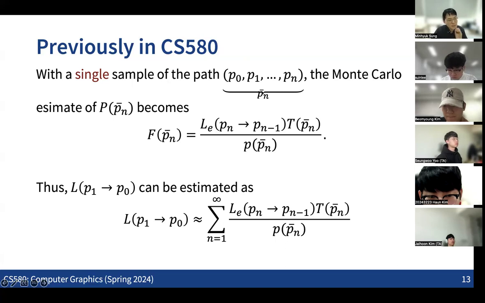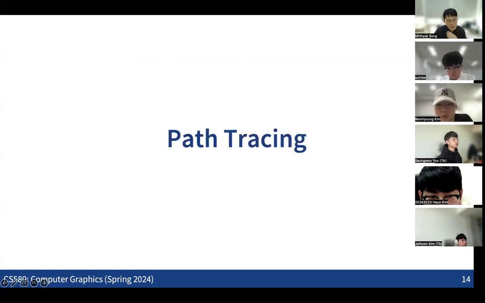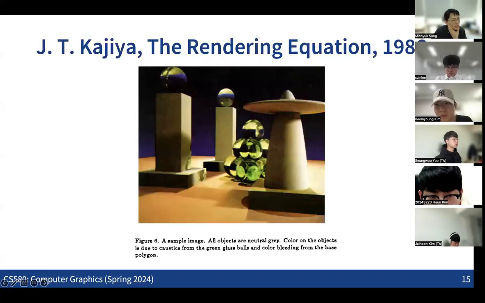So yeah, let's see. Here, the main thing is how we trace all the paths in the ray tracing rendering system in terms of calculating this integral. The first idea of this was introduced almost 40 years ago by Kajiya in 1986. This was the first image rendered by this kind of ray tracing system, which is done by just tracing the paths of the light. And this has been used in many physically correct rendering pipelines.